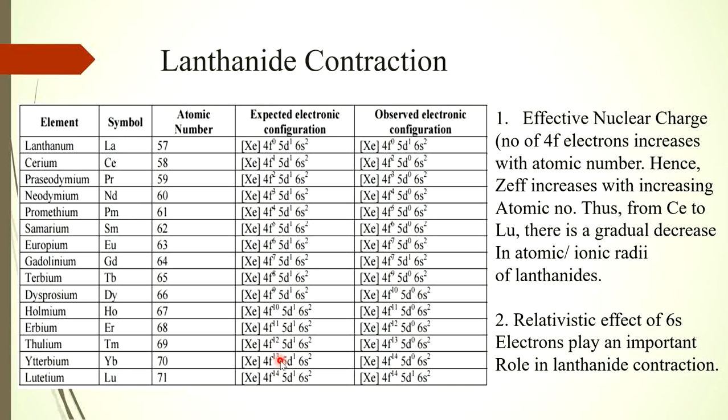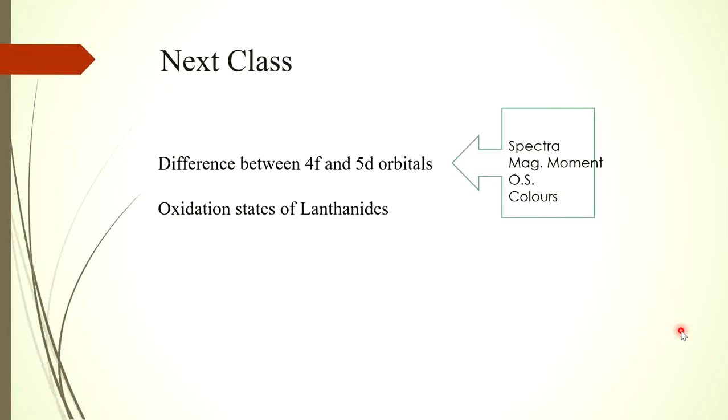Thus from cerium to lutetium there is a gradual decrease in atomic or ionic radii of lanthanides, which is actually regarded as lanthanide contraction. Here the relativistic effect of 6s electrons we can say additionally, but the main reason is the effective nuclear charge. Okay, so in our next class we will discuss the difference between 4f and 5d orbitals.